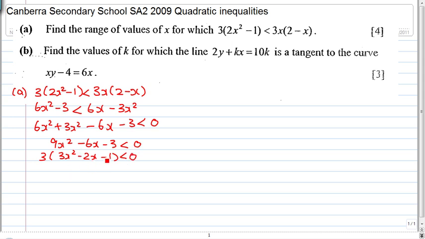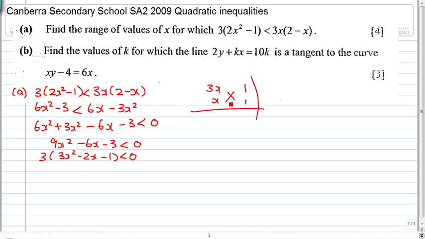Let's go on to factorize this. You can see that this is in the form of ax squared plus bx plus c, so it's actually a quadratic equation. Alright, so let's factorize this. 3x and x.